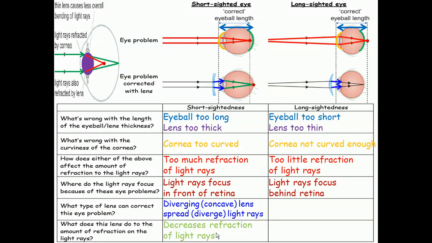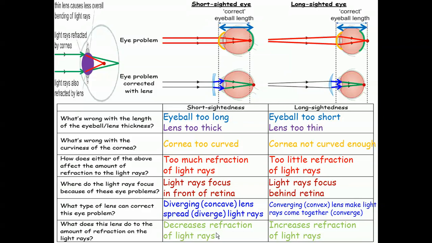This means that what you want to do is increase the amount of refraction. So the type of lens you could wear that will increase the refraction is called a converging or convex lens. Converging or convex lenses make the light rays come together, or converge. Notice in the exam, you could use either the word converge or convex. They are both correct. But remembering converging is easier because converge means coming together.